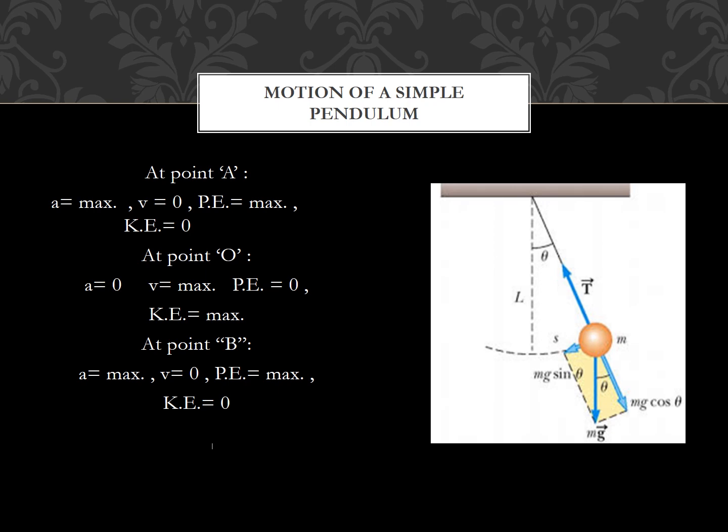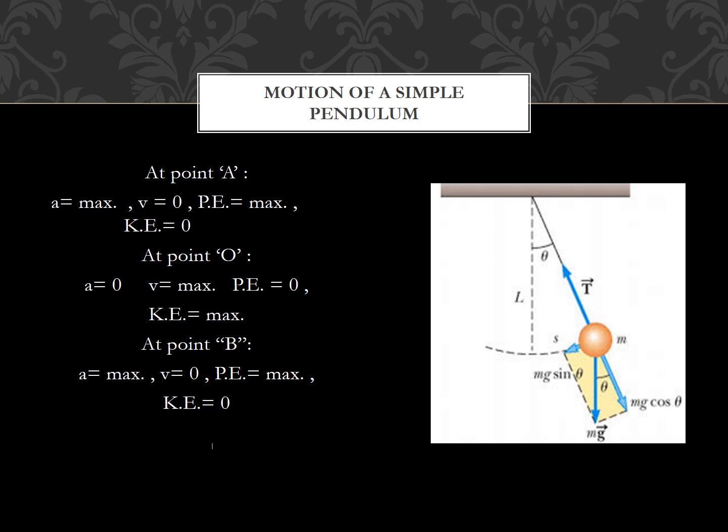At point O, the bob comes to its initial position O. So distance is equal to 0, acceleration is equal to 0. Velocity is maximum due to inertia. Potential energy is 0 as the height covered by the bob is 0. So potential energy is 0. As velocity is maximum, kinetic energy is also maximum.